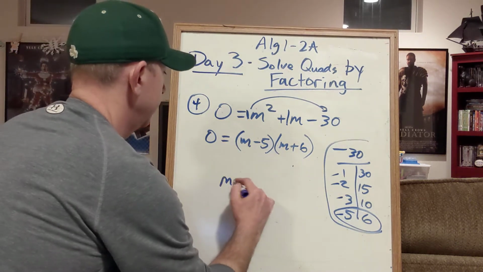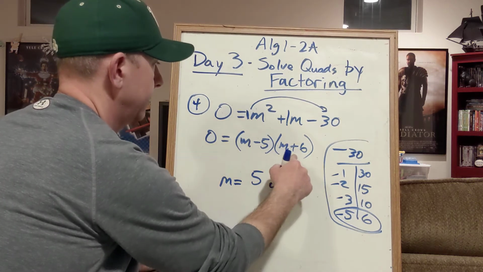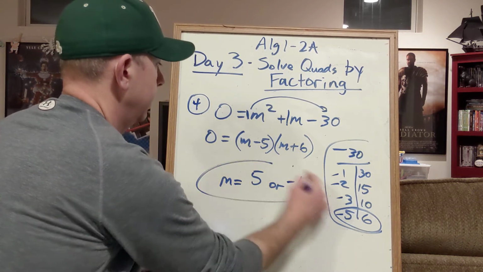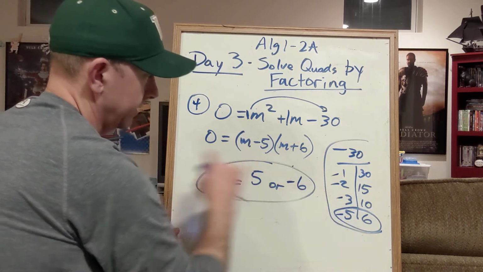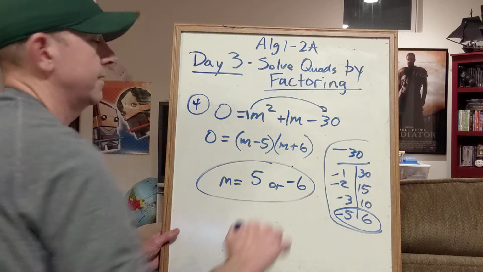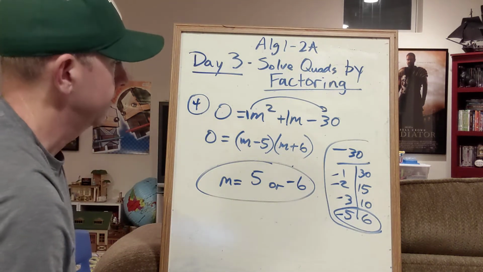Now, our solutions, what will make that 0 is positive 5. What will make this one 0 is the opposite sign, negative 6. And again, I advise don't try to skip from here to the answer because it's going to get mixed up. Write it out and then write this out. Okay? Any questions? Like I said, make sure to email.